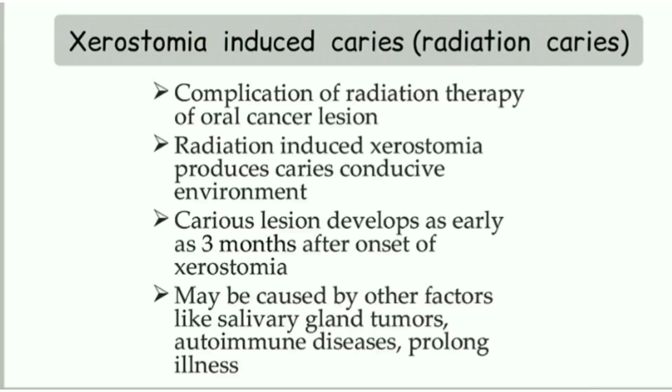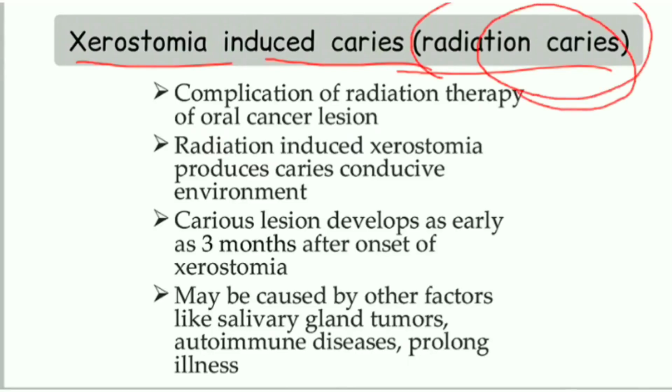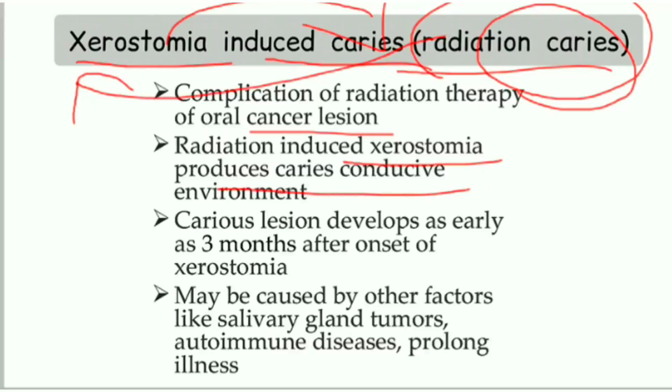Now let us see xerostomia induced caries, or the radiation caries. Because of the radiation therapy given to the patient, there will be xerostomia of the mouth, meaning reduced salivary secretion, which will lead to caries progression. It is a complication of radiotherapy of oral cancer lesions. Radiation induced xerostomia produces a caries conducive environment. Carious lesion involvement occurs early, within 3 months after the onset of xerostomia. So the carious lesions start to occur in the mouth after 3 months of xerostomia.